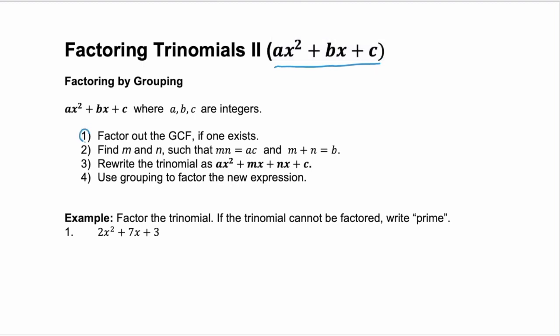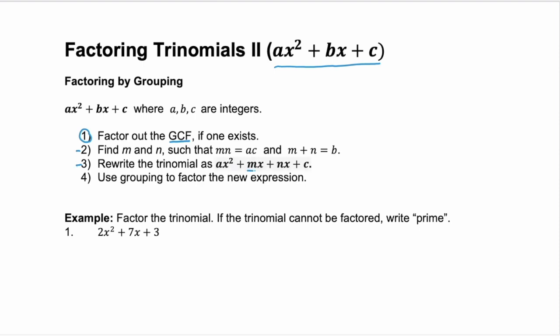Step 1, probably the most important step because you need it whenever you factor any trinomial or binomial. Factor out the GCF. If one exists, always factor out the GCF first. Then step 2 here, we need to find some values m and n. Remember, those are going to be numbers where m times n equals a times c, our leading coefficient times the coefficient of our last term, and at the same time, those m and n values add to the coefficient of our middle term, b. Once we have those, we can rewrite our trinomial.